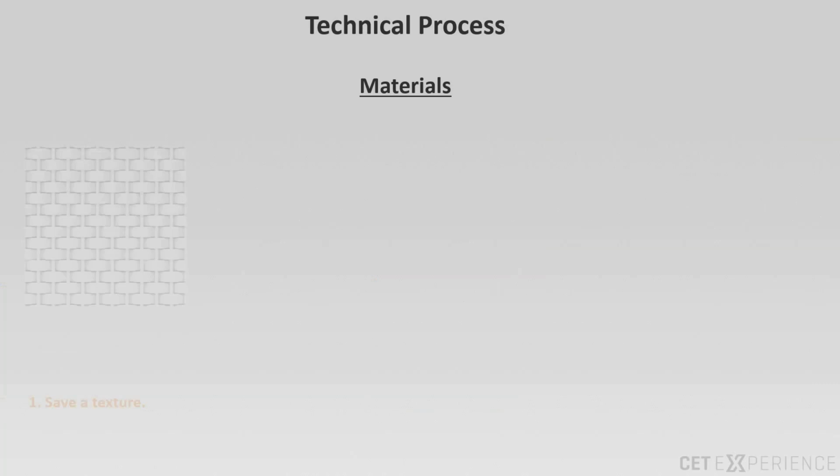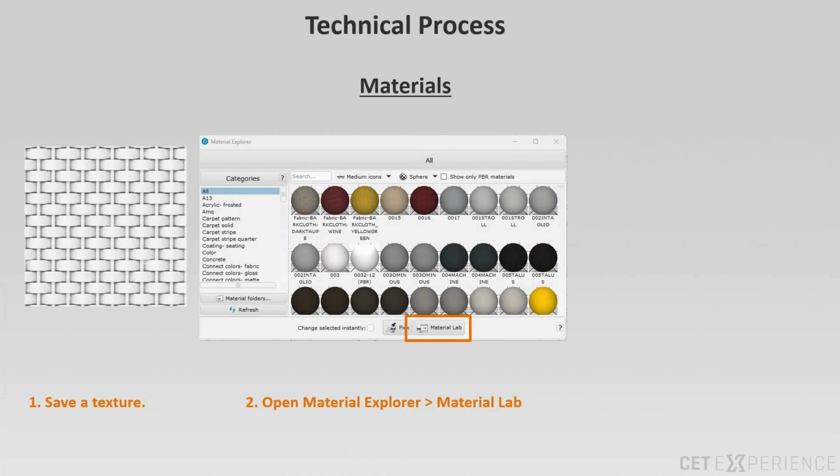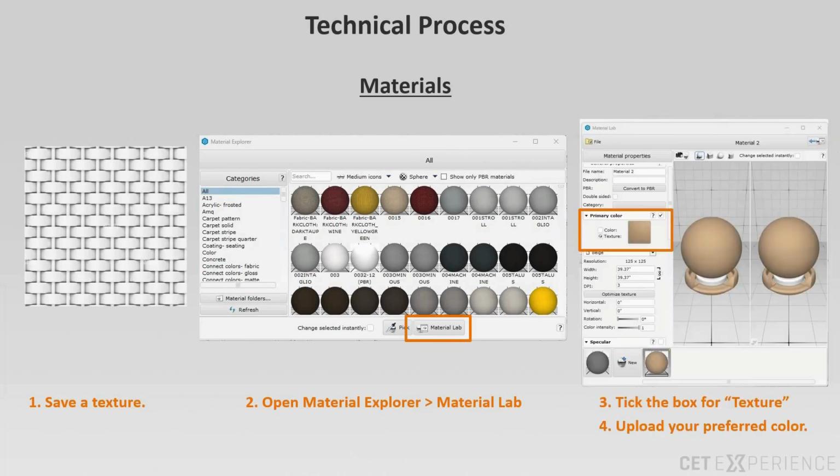So let's say I want to apply this texture from Google. First, you have to save it on your device. Afterwards, open your Material Explorer and click on the Material Lab. After the pop-up window appears, look for the primary color section and tick the box for texture. And then after this, add an image of the color you prefer. So here I applied a beige color as an example.